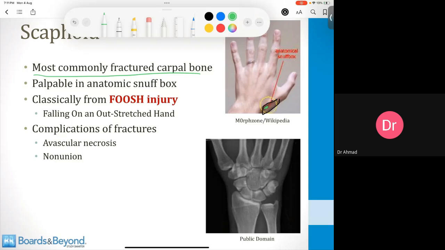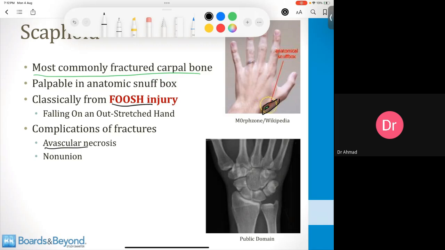And how does it get fractured? Via an injury called a push injury. So what is a push injury? It's a fall on an outstretched hand. If someone has an outstretched hand and is falling, it's going to damage this scaphoid bone, which is most commonly fractured, right? It can also occur in avascular necrosis as well.